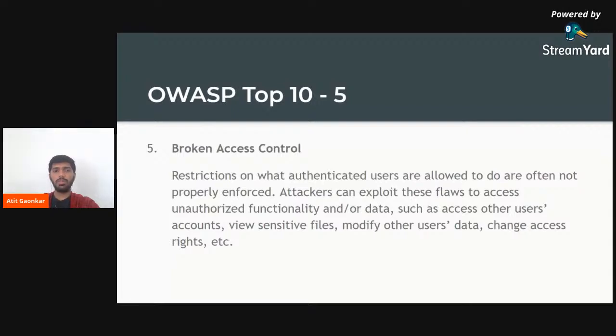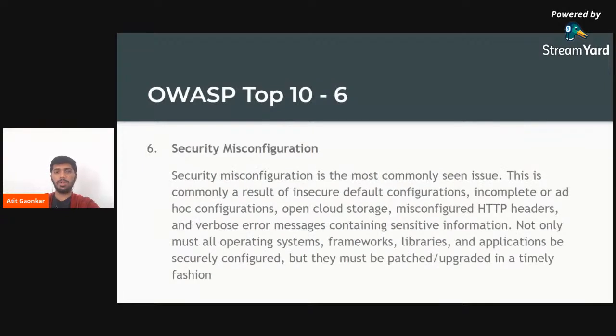Okay. Fifth one is broken access control. Say there is unauthorized functionality that the organization didn't want other people, as in unauthorized people, to use, but there is a way that you can exploit it, then there is a broken access control that you're trying to exploit. Then there is security misconfiguration, which is widely exploited.